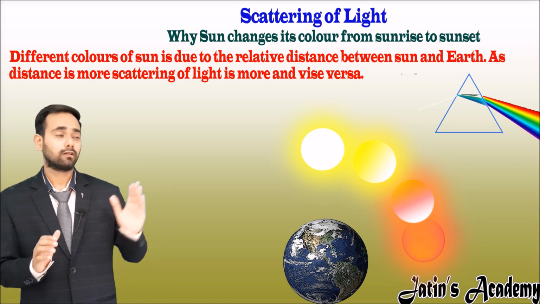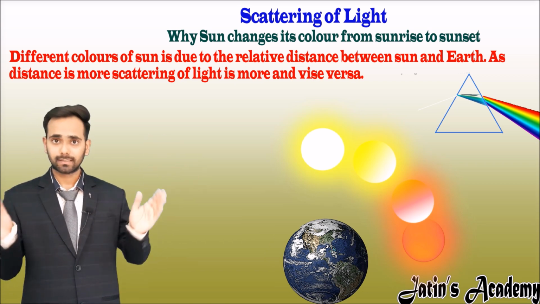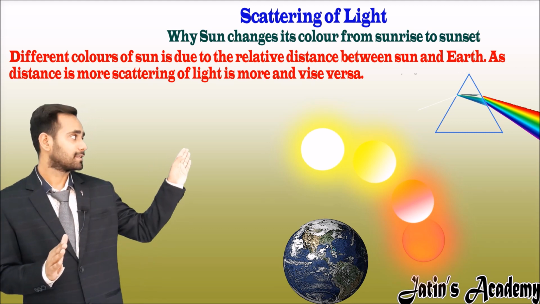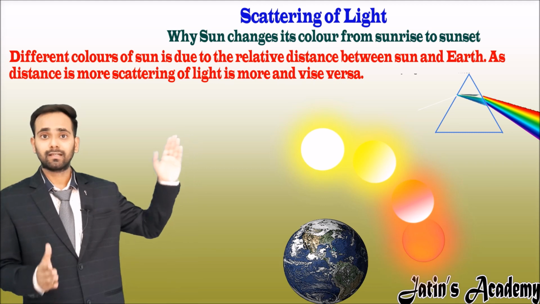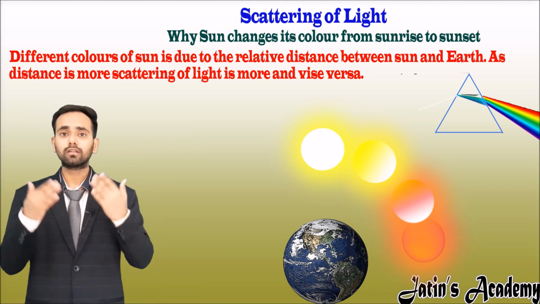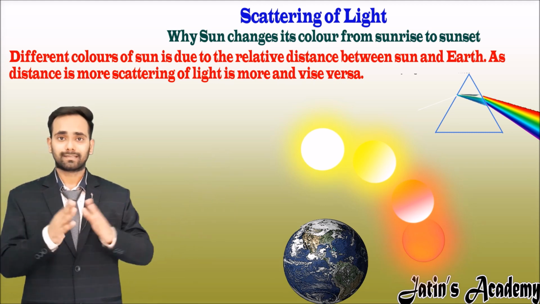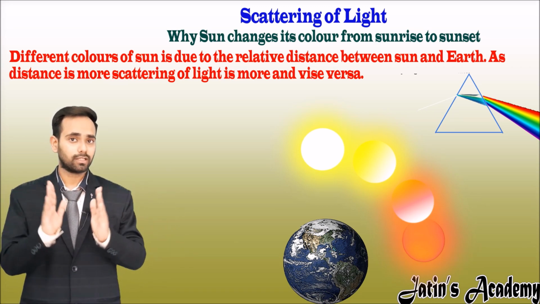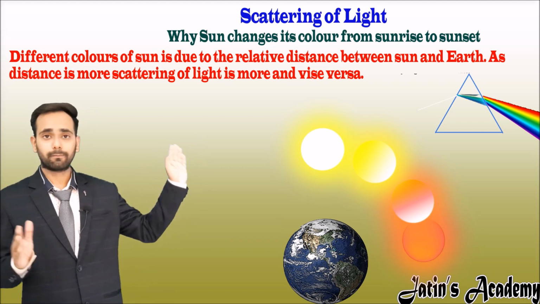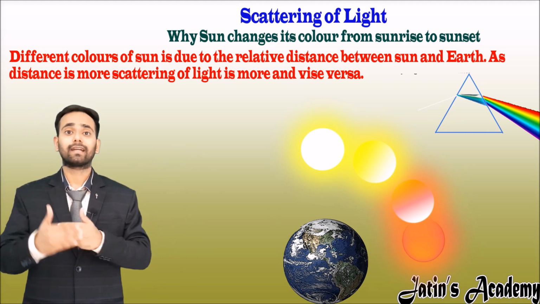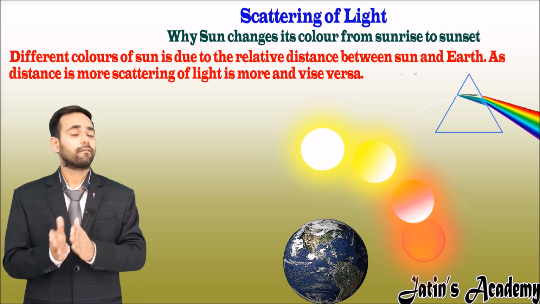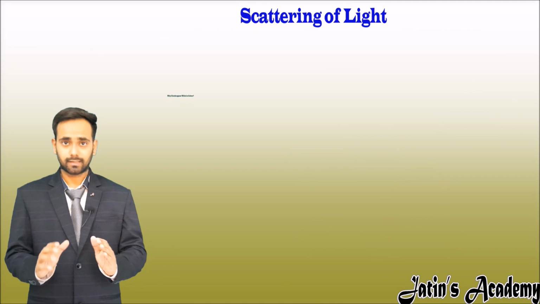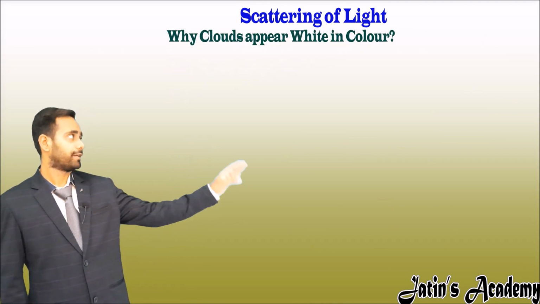For example, when we see the orange color, what is the meaning of it? How do we see the orange color? It means the distance between the observer and the sun is such a high distance that all the other lights in the spectrum are scattered out and we get only orange color. After that we get only yellow color. It means depending upon the scattering, wavelength and distance between the observer and the sun, we get different colors of the sun like this. Our next question is, why do clouds appear white in color?